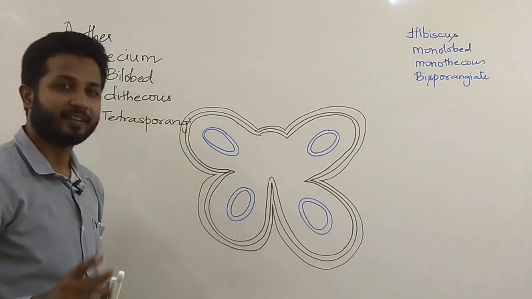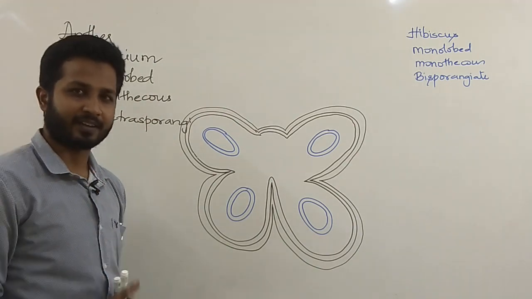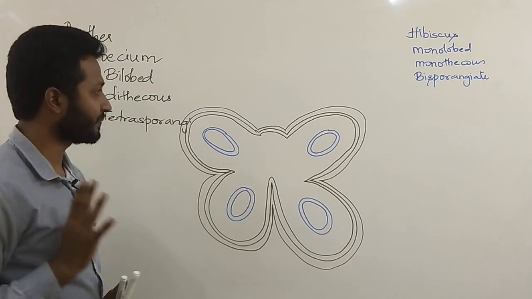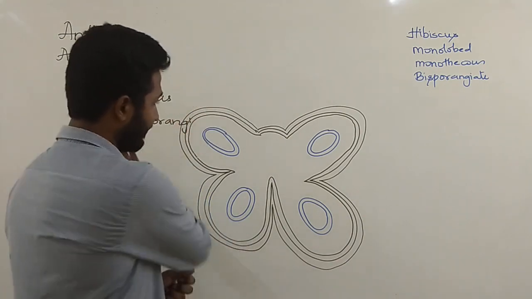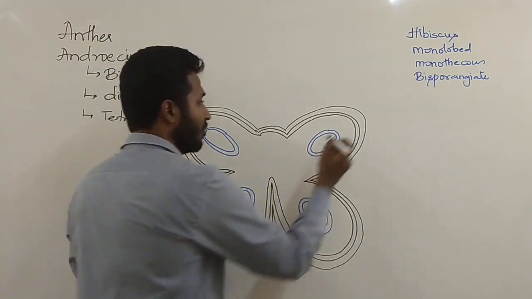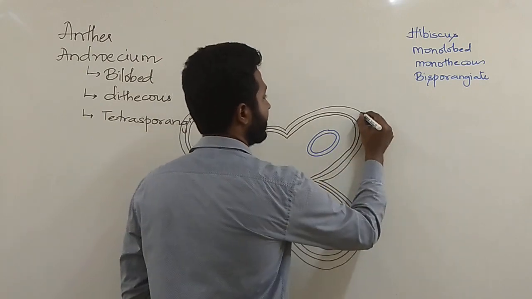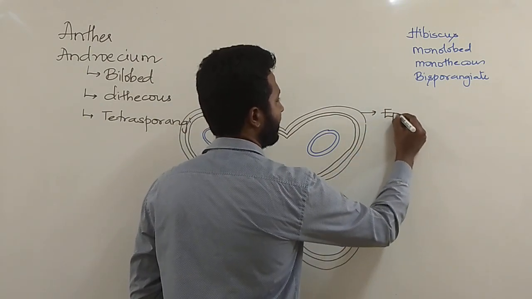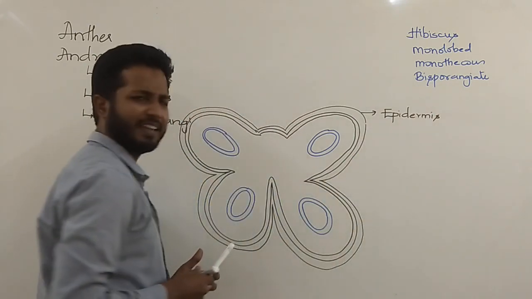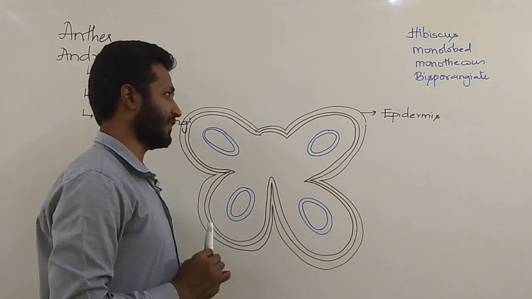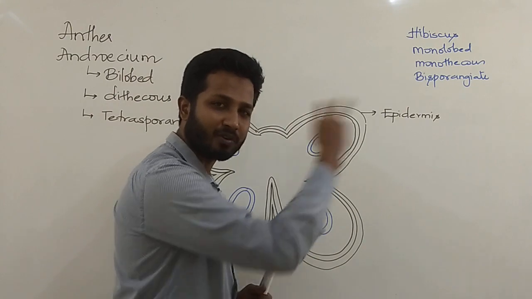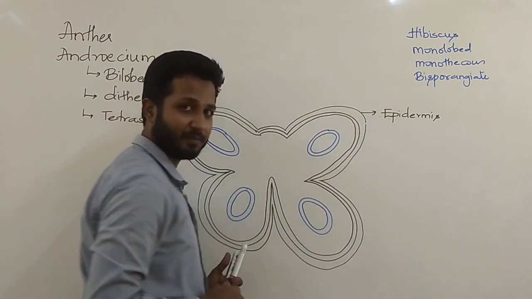I'm repeating again, you don't get marks for the diagram, rather you get marks for labeling. So labeling should be very precise over here. What are the layers? See, I've taken a cross section of an anther, and I'm trying to observe. The outermost wall layer is known as epidermis. The name itself is telling you that this particular layer is outermost. Epi means above, derm means skin. The outermost skin is known as epidermis.